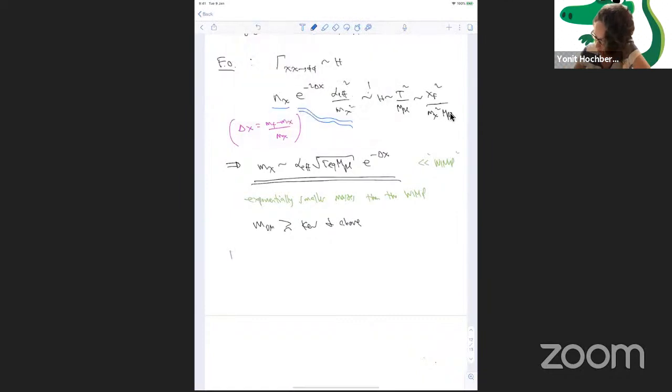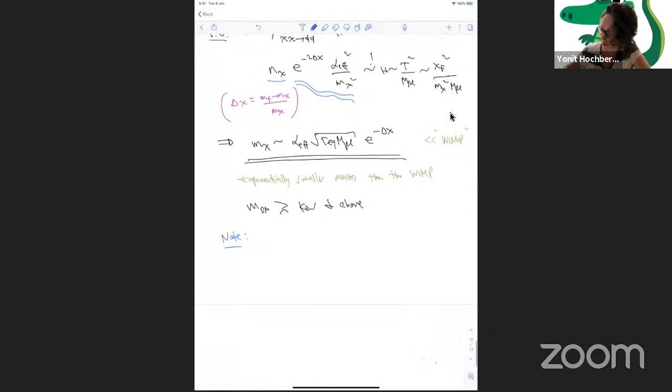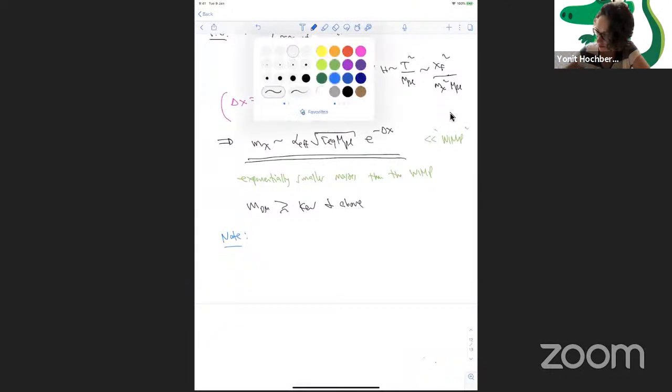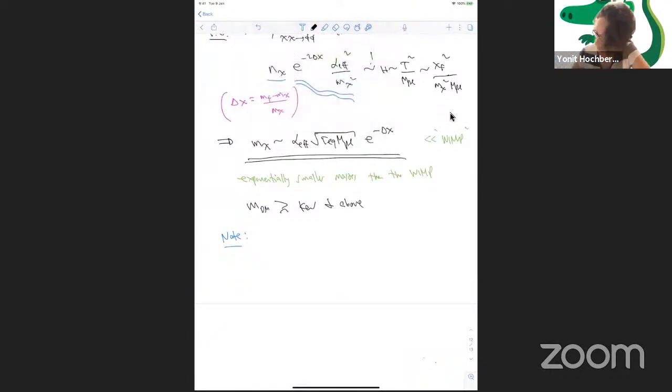And I just want to note over here, we're not going to go through it, but the same exact freeze-out picture that we saw for the case of the WIMP still remains the same over here. Okay, so freeze-out, conceptually, the freeze-out picture looks exactly like the WIMP.